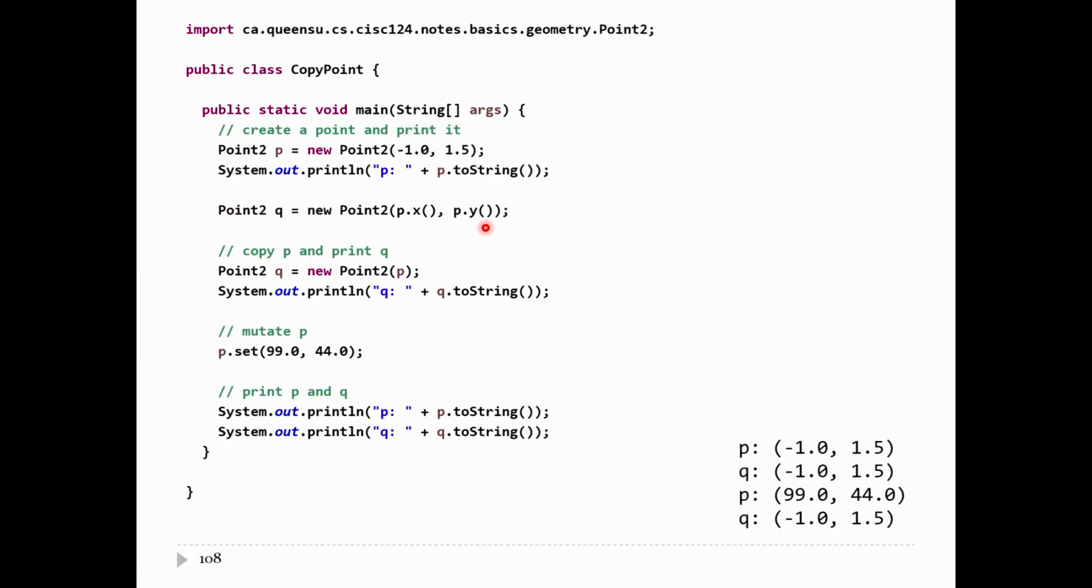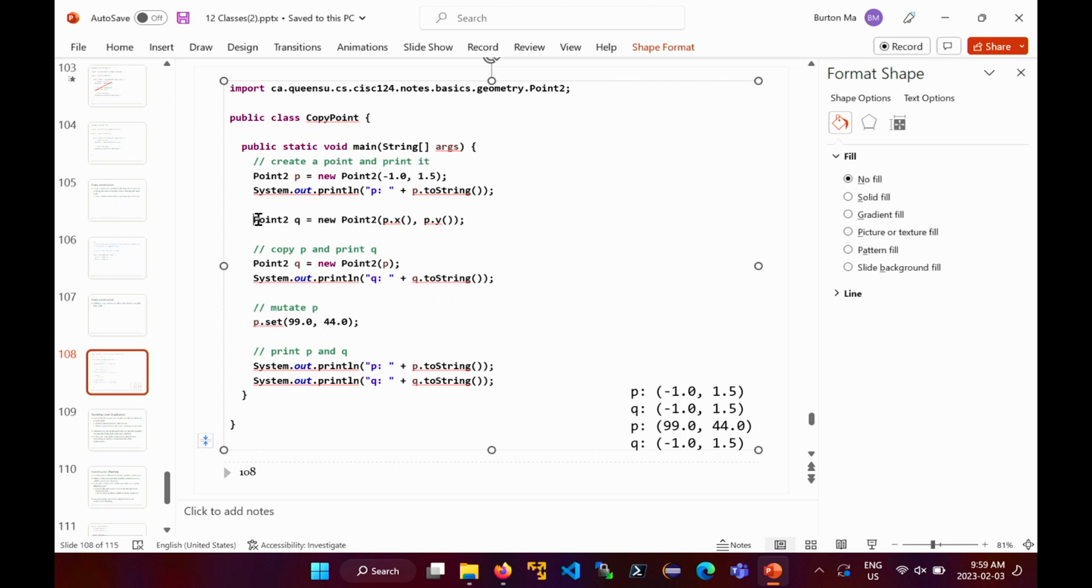So instead of forcing the user to call some method on p to get the x and y coordinates, with the copy constructor you just pass in p and let the copy constructor do the work for you. So it makes your class a lot easier to use. So let's get rid of that.